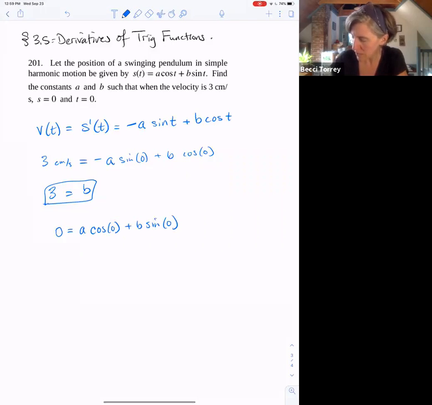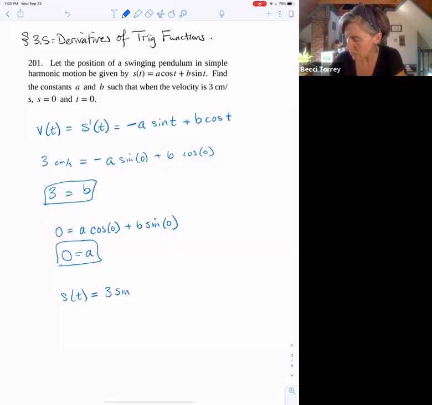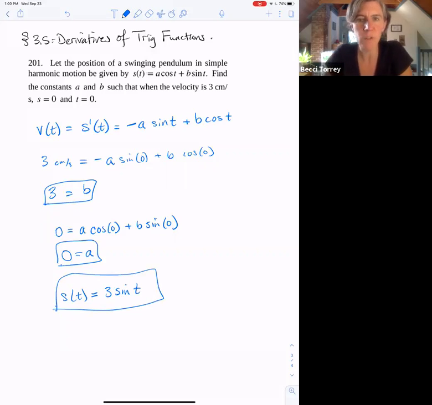Okay, and now in this case cosine of 0 is 1, and sine of 0 is 0, so that's telling us that a is equal to 0. So really this position function, it turns out a was already 0 and b is 3, so it's really just 3 times sine of t. There actually isn't any cosine contribution to this function at all.